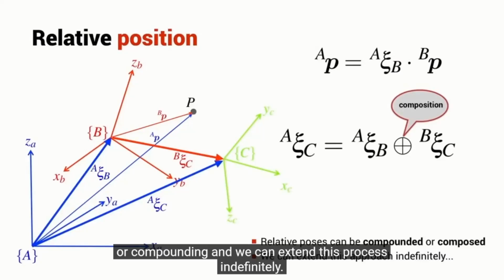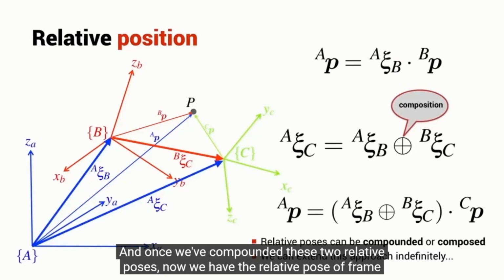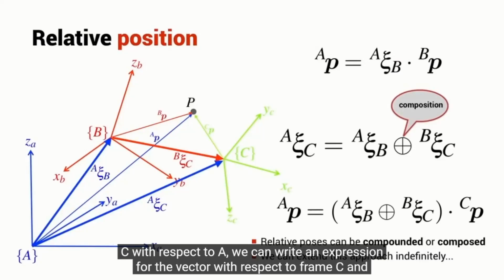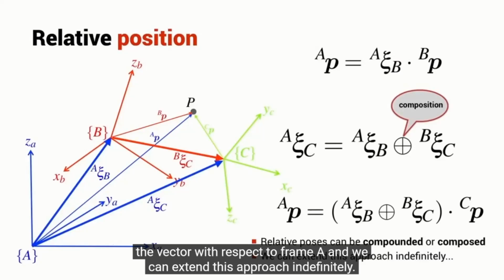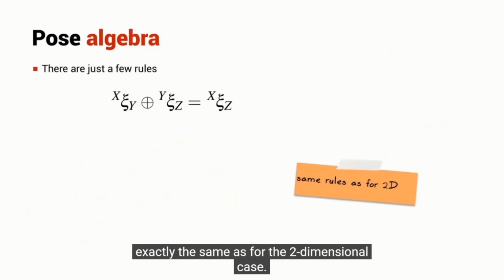And we can extend this process indefinitely. And once we've compounded these two relative poses, now we have the relative pose of frame C with respect to A, we can write an expression for the vector with respect to frame C and the vector with respect to frame A, and we can extend this approach indefinitely. We've introduced a pose algebra, and there are just a few simple rules, and these are exactly the same rules as for the two-dimensional case.